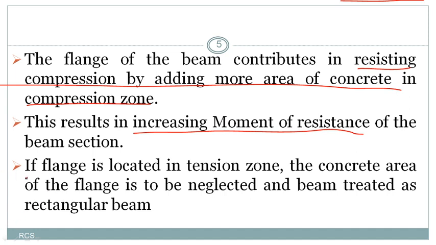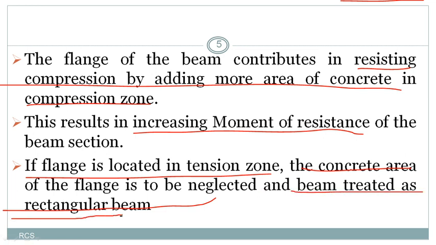So if the flange is located in the tension zone, the area of concrete of the flange is to be neglected, and then the beam is treated as a rectangular beam. How is it? Say this is your flanged T-beam. Right? Say your neutral axis is somewhere here. Okay? So the neutral axis is here. Right? Now the concrete which is above the neutral axis is in compression, and below the neutral axis it is in tension.